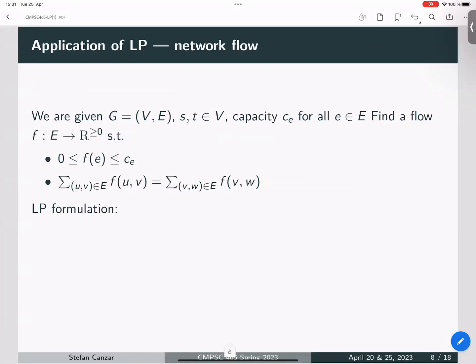So let's see, we have 3 ingredients. We said we have variables, objective, and constraints. What would the variables be in this case? What would you use as variables? Generally, it's an art to come up with a good LP formulation for more complex problems. For this problem, it's a rather obvious choice. So what are the decisions that you have to make, really? It's the flow, right? So how much flow do you push on every edge? So the variables will be simply the flow per edge.